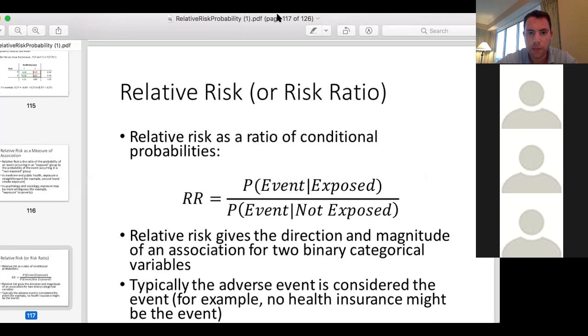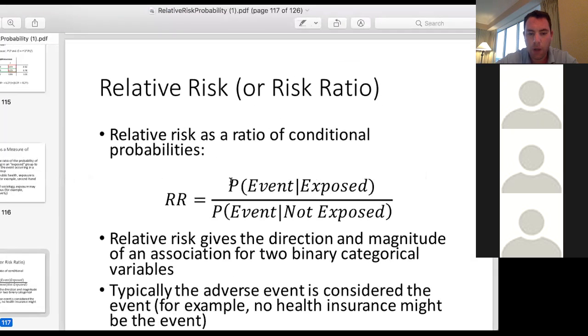Relative risk is equal to the probability of an event occurring given they were exposed, over the probability of an event occurring given they were not exposed. So we're looking at the probability of an event occurring in these two different groups. One group is those who were exposed to this predetermining factor, and the other group is those who were not exposed, but still had that same event. We can use this in a number of examples. Let's use the smoking example, right?